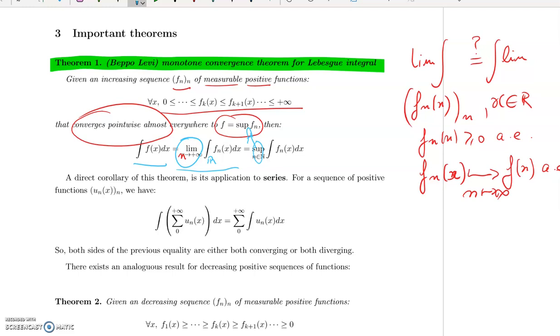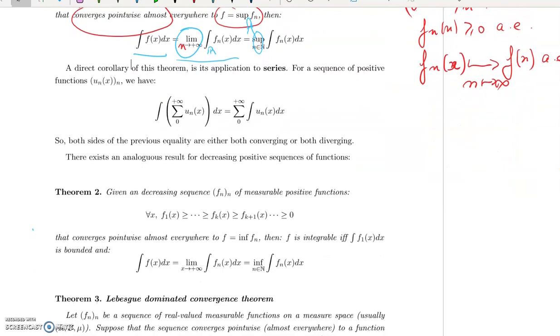And we saw this application in tutorial, that you could very easily extend this theorem to series. In that case, it means that you want to exchange integration and the sum sign. So the integral of the sum of the series is equal to the sum of the integrals.